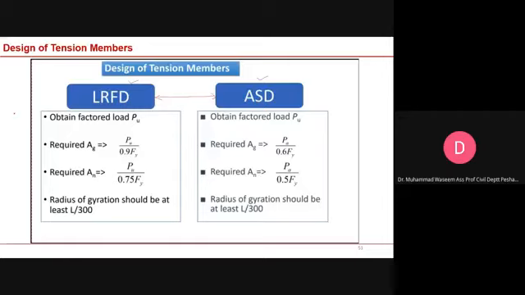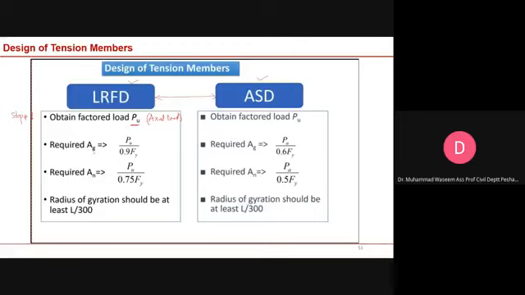The first step, whenever you are going for the design of any tension member, is to calculate the demand. The demand is represented by the ultimate load. We know that axial load is acting on tension members and we do not have any bending moment. So the first thing is to calculate the load which is acting on the tension member.